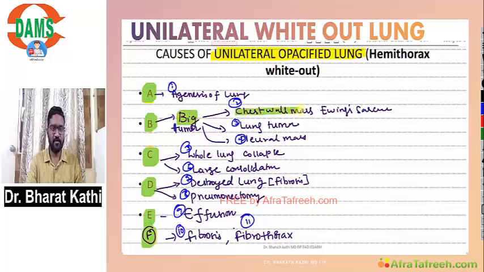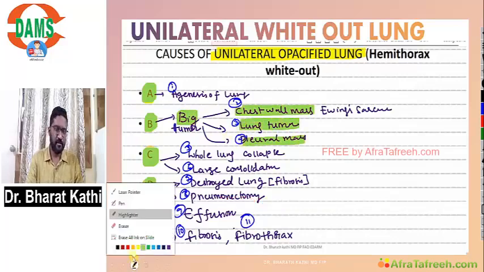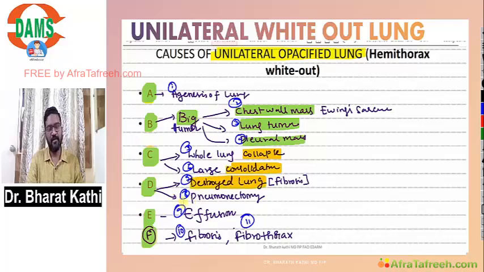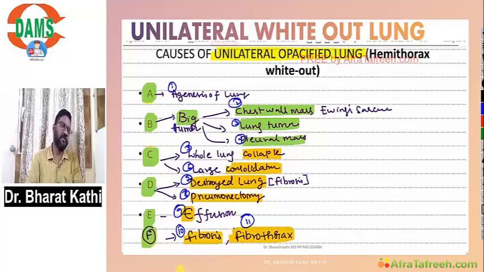It can be a chest wall mass such as Ewing sarcoma, a lung tumor or pleural mass. So C stands for either collapse, whole lung collapse, or consolidation, and D stands for destroyed lung, fibrosis. And whenever your lung is destroyed, what you have to do is remove it. So this is pneumonectomy. And E stands for effusion. F stands for fibrosis and intense pleural thickening, called fibrothorax.